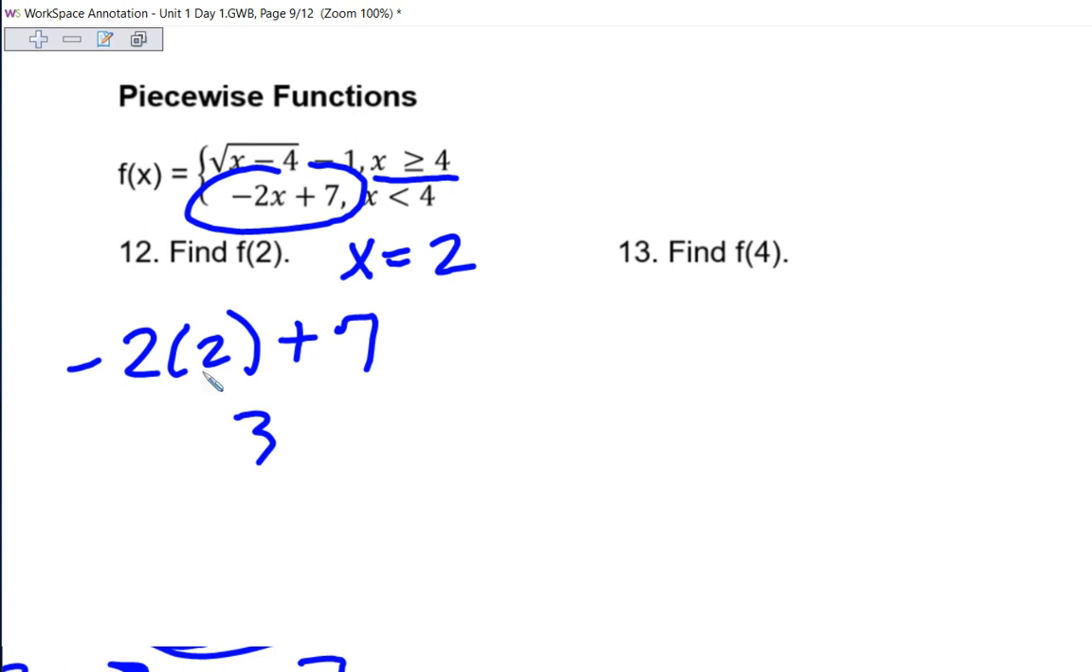Then number 13, we need to find f of 4. So which function would I use, the top one or the bottom one? The top one, you can use it if it's equal to 4. So using the top one, we'll take the square root. Instead of x, what do I put? So this would be 4 minus 4. And what's 4 minus 4? 0. Square root of 0 is 0.